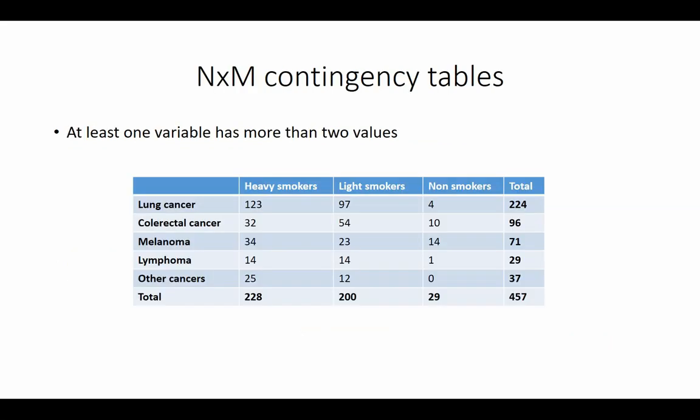OK. So we spoke about the 2x2 case, but what happens if we have larger tables? So we have more options. For example, instead of just defining smoking and cancer as two options, we may want to consider more options. So for example, in smoking, we can define heavy smokers, light smokers, and non-smokers. And we may want to consider various types of cancer. And then we wouldn't be able to use the Fisher's exact test like we saw.